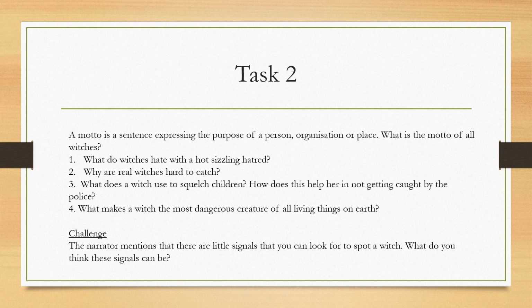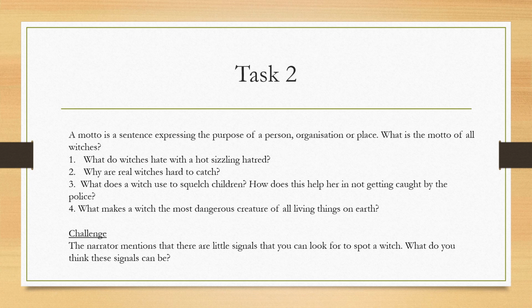Task 2. So after you've listened to the video, you will go to the Word document on Teams or from our school website and start typing in your answers for the following questions. So the first one, a motto is a sentence expressing the purpose of a person, organisation or place. What is the motto of all witches? So that key word motto is really important. You need to go back to the video. When you see that word motto, give it a pause and read to find the answer.